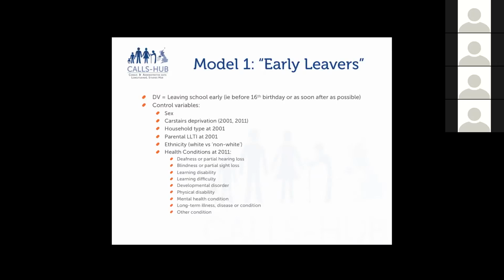So we did a series of logistic regression models on these. So the first was with the dependent variable of leaving school early. So the control variables here were gender, deprivation at both time points, household type, so that's the family type, because it's single parent, married parents, etc. Parental disability at 2001, ethnicity, and then all the different health conditions.